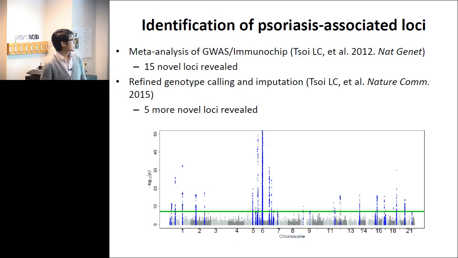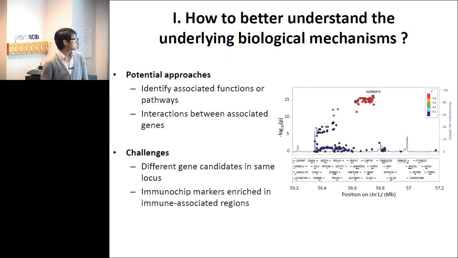So the first question that we would like to answer is how we could better understand the underlying biological mechanism. Just like other high-throughput studies such as microarray or RNA-seq, we approach this in different ways. We could see if there are any functions associated with the genes from the disease-associated loci, or we could look at whether there are any interactions between genes in different loci. Interactions could mean physical interactions such as protein-protein interaction. However, we face different challenges when doing that.